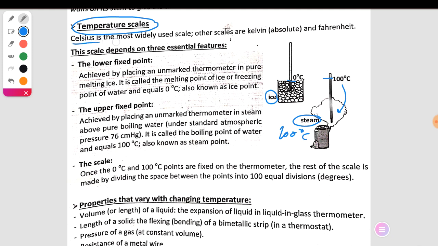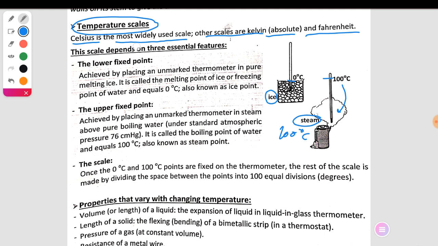Celsius is the most widely used scale. There are other scales. Yes, there is the Kelvin scale, which is called the absolute scale. And there is another called Fahrenheit. The temperature is measured by scales: Celsius, Kelvin or absolute, and another scale called Fahrenheit.